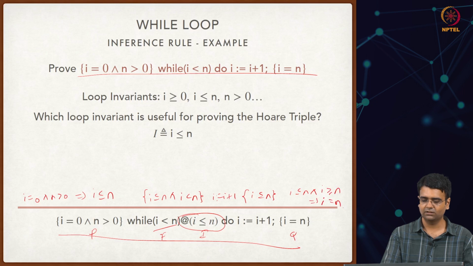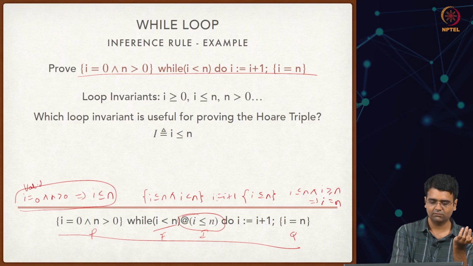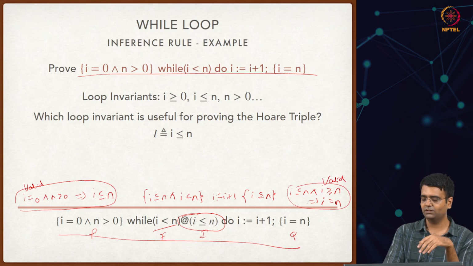Okay. So, first notice that, let us look at both these formulas. So, i = 0 and n > 0, does it imply that i ≤ n? In fact, it does imply that, so this formula is valid. Similarly, i ≤ n and i ≥ n implies that i = n, so this formula is also valid. So, you can simply give these 2 formulas to any SAT solver, and they will say that both these formulas are valid.